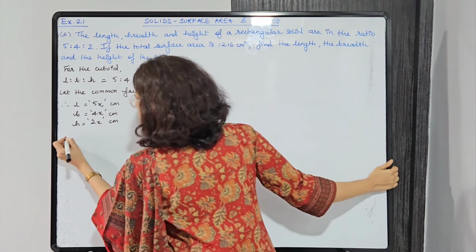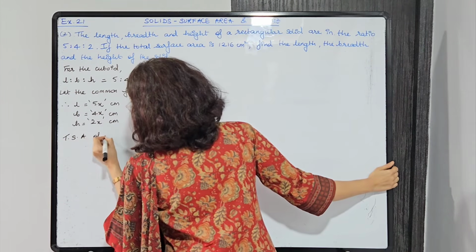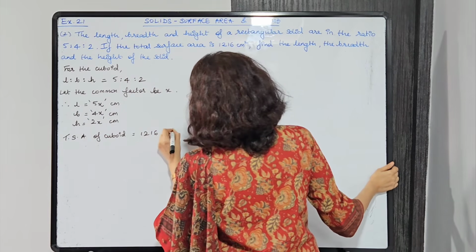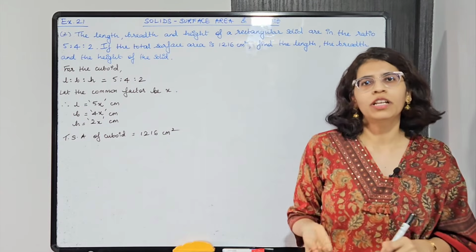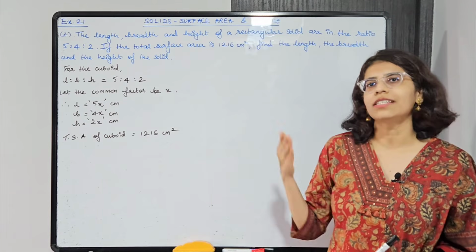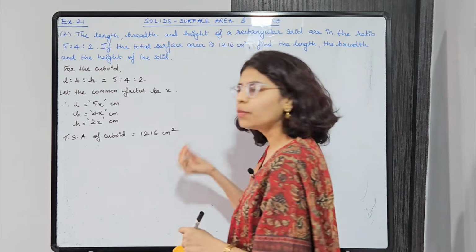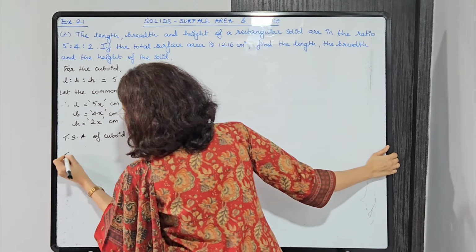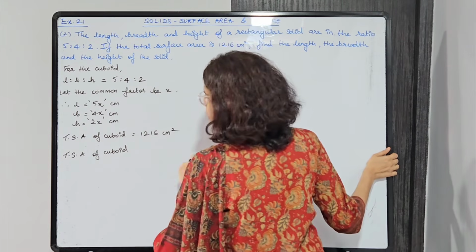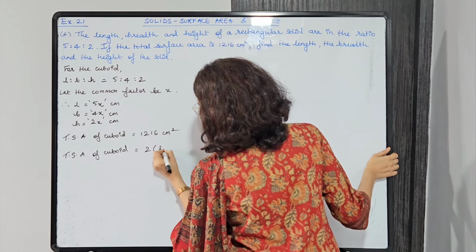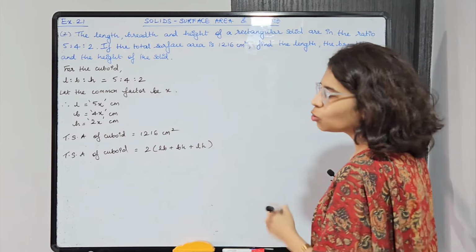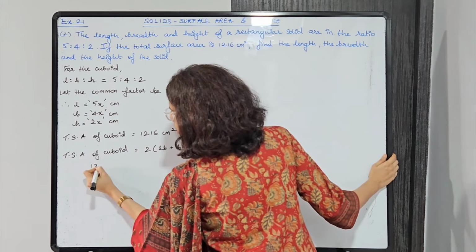So total surface area of cuboid is 1216 square centimeter. What is the formula for total surface area? It is twice LB plus BH plus LH, right? So formulae thorough होना चाहिए students. Okay, then only you will be able to solve. So total surface area of cuboid is twice LB plus BH plus LH. Total surface area का value is 1216.